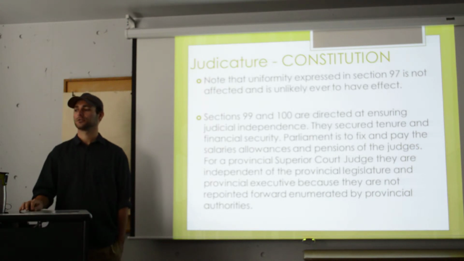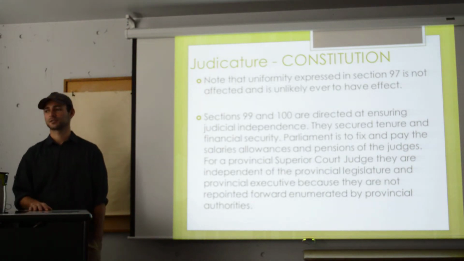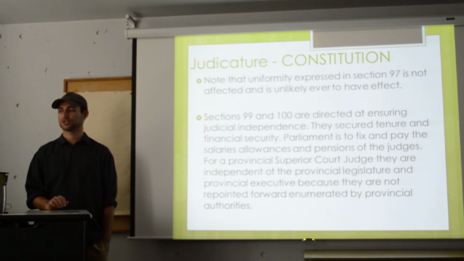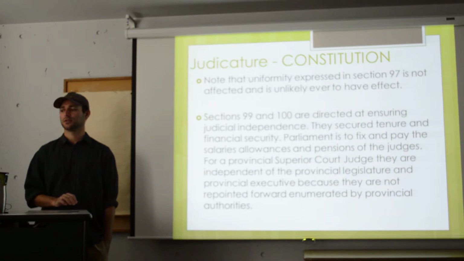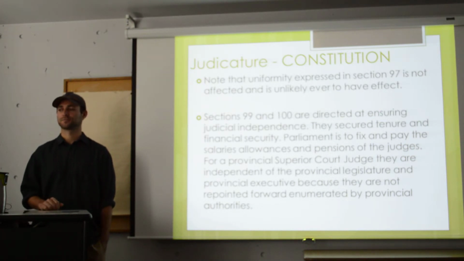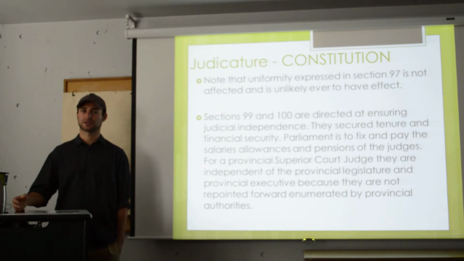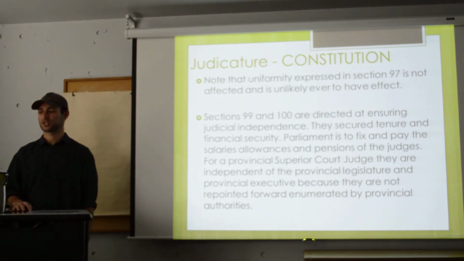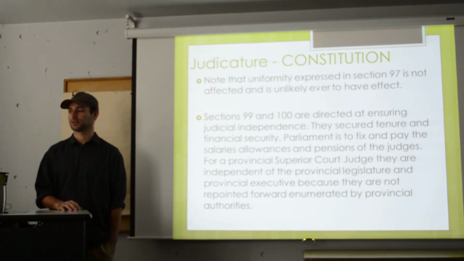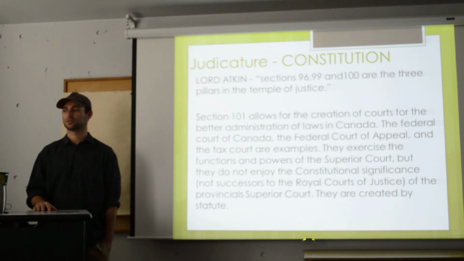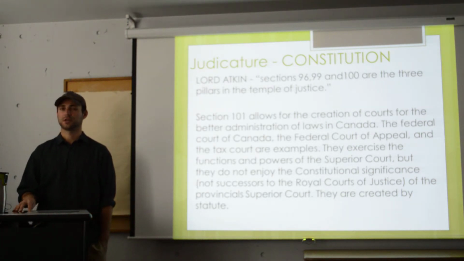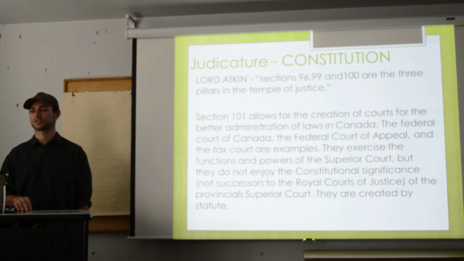Sections 99 and 100 ensure judicial independence by providing secure tenure and financial security. It's up to Parliament, though now I believe it's an independent committee, to fix their salaries and to pay their salaries and pensions. For provincial superior courts, the judges are quite independent because they are appointed by and paid by the federal government. And for these reasons, Lord Atkin is quoted as saying that sections 96, 99, and 100 are the three pillars in the Temple of Justice.